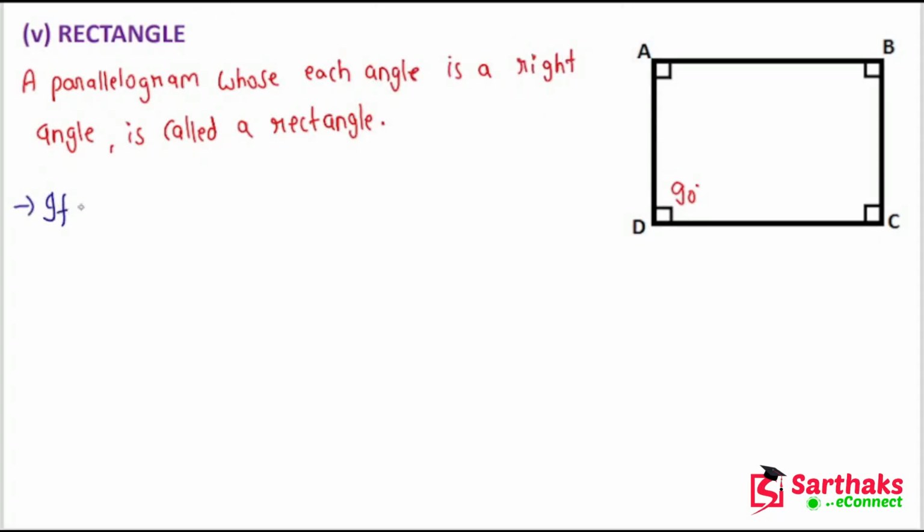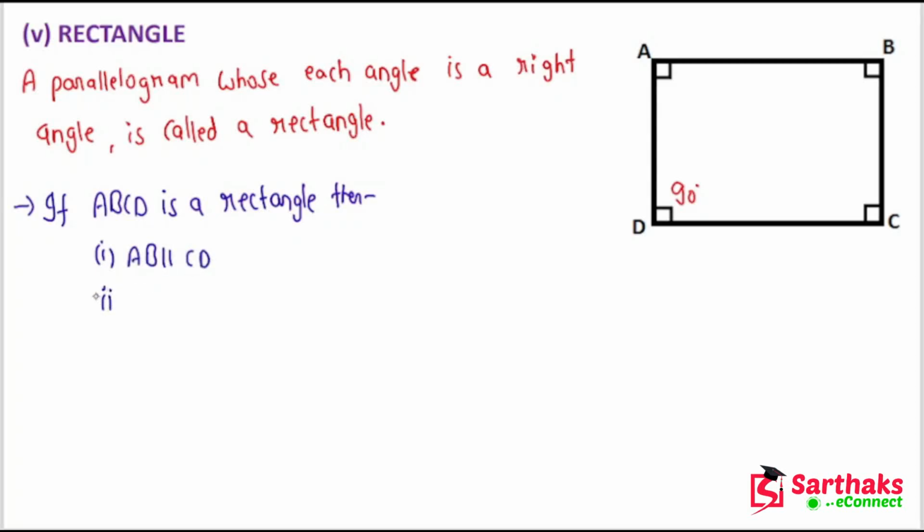So if ABCD is a rectangle, then the first thing: a rectangle is a parallelogram. So firstly we would have the same condition. AB should be parallel to CD.